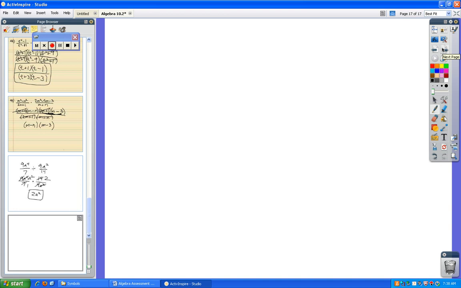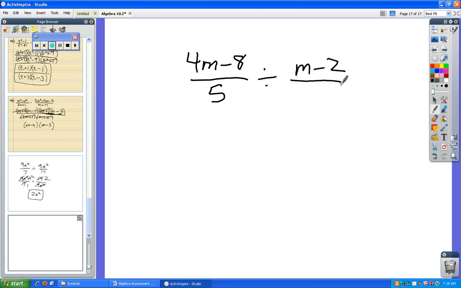Okay, here, write this down. 4m minus 8 over 5 divided by m minus 2 over 10. Have the substitute pause, try this out. When you're ready, start it up, and then let's see if you came up with the same answer. Ready to go? Okay, let's see. We rewrite this so it's a multiplication problem.